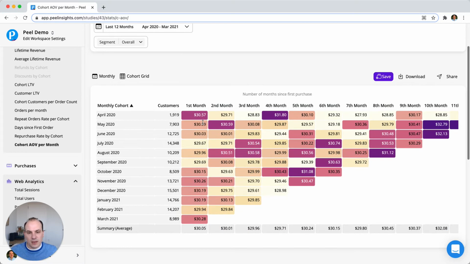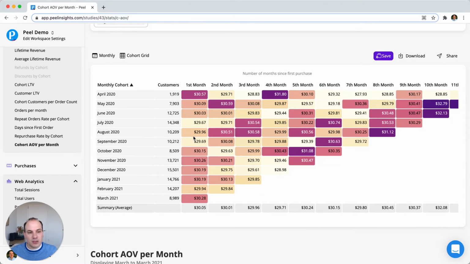So you can see here, it's a cohort view. Each customer is placed in the cohort of their first purchase. June 2020 cohort will contain all the customers who placed their first order in June 2020, all 12,000 of them. And in the first month, we're going to look at all the revenue from that cohort from that month and divide it by the number of orders for that cohort for that month. And that will give us the average order value. So it's literally how much each customer is spending per order.